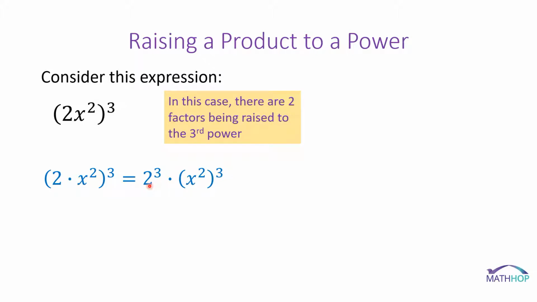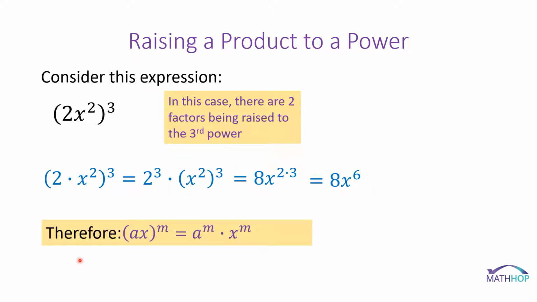2 cubed is easy enough. That's going to be 2 times 2 times 2, which is 8. And for x squared cubed, we will use the power of a power rule like we just saw. So we will wind up with 8 times x to the 2 times 3 power, or 8 times x to the 6th power. So this is less of a new rule and more of a, please don't forget when there's something else in the parenthesis, raise that to a power too.